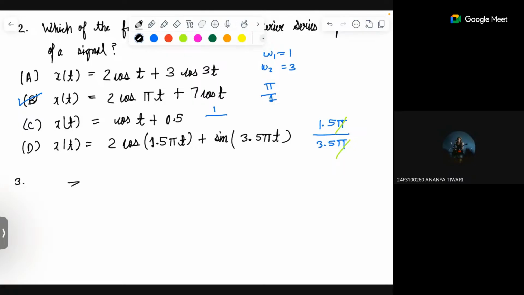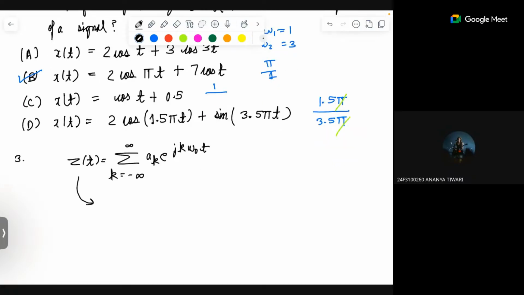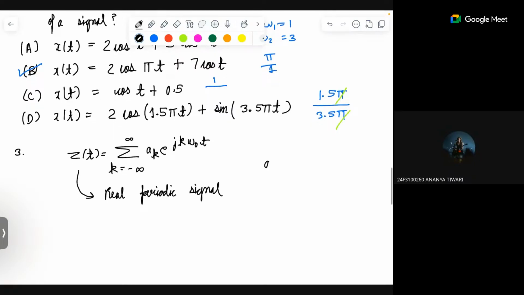So you have this signal z(t), which is given by the sum from k equal to minus infinity to infinity of a_k e raised to the power of j k omega naught t. So it is given to you. This is a general Fourier series expansion, but it is given that z(t) is a real periodic signal, and you have been given that a_3, the third Fourier series coefficient, is equal to 3 plus j5. You have to tell me what a of minus 3 will be.